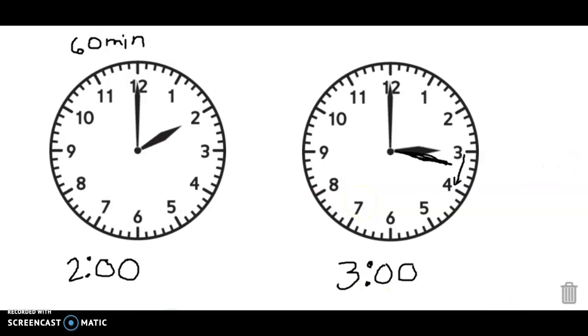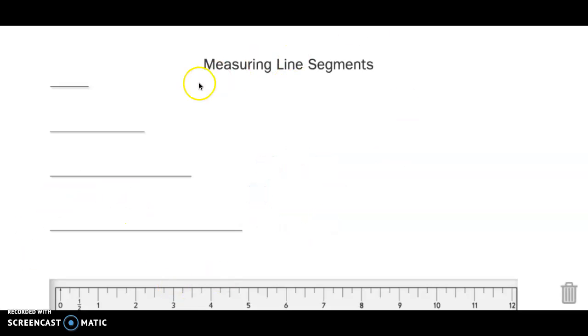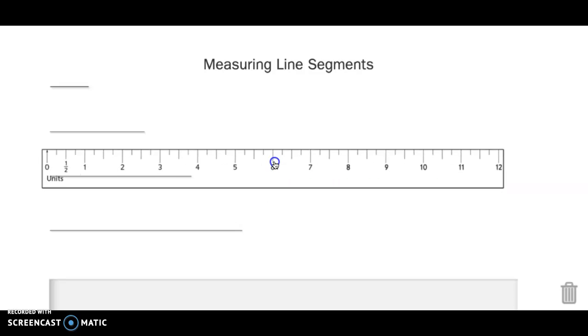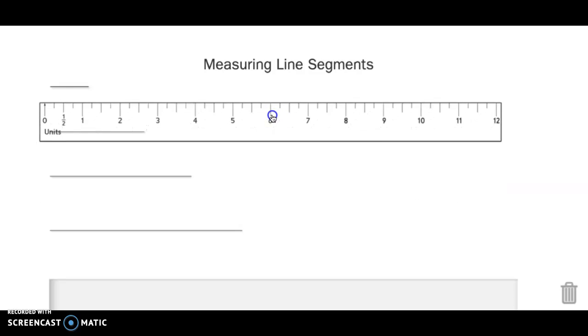Okay, we are moving on to measurements. We're going to measure line segments. These are line segments because they stop. They don't go on forever. It's just one line. Okay, we're going to take our ruler. So we're going to use some tools that we're planning on using this year. And these should be familiar to you.